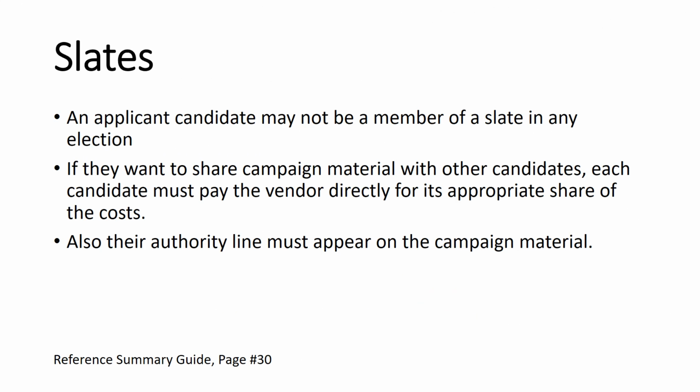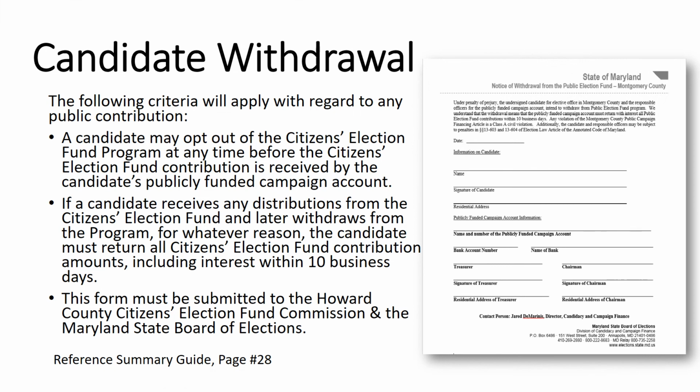The candidate may not be a member of a slate while accepting public funds. They run on their own. If they want to share pieces of campaign material with other candidates, the candidate must pay the vendor directly for its appropriate share of the costs. It cannot use any campaign finance entity but as a vehicle for reimbursement. Also, their authority line must appear in the campaign material, so the candidate may not join a slate, and they must pay the vendor directly and have their authority line on the campaign material to prove they paid the vendor directly. A candidate may choose to withdraw from this program at any time.